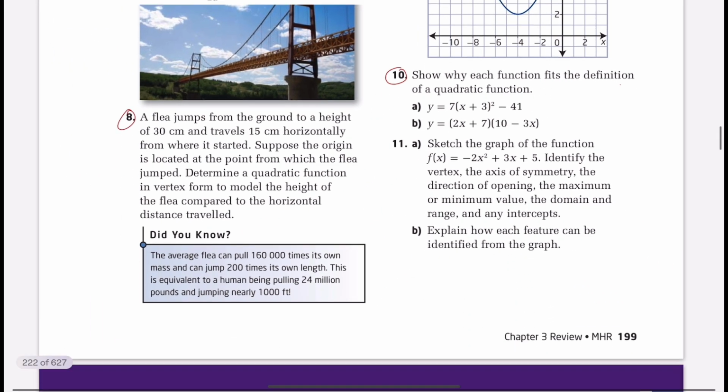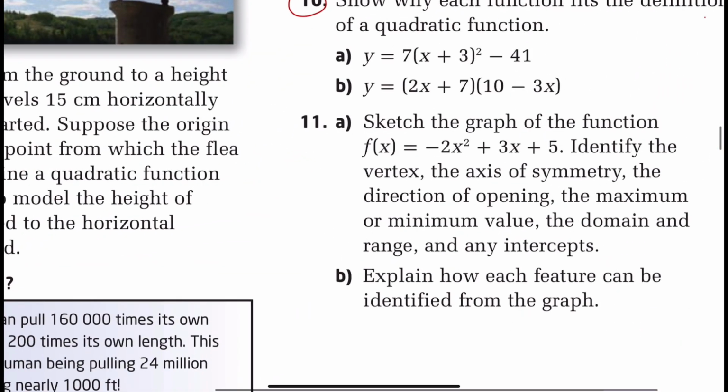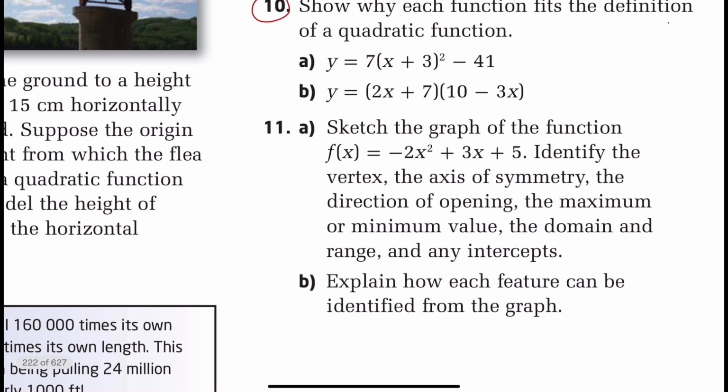So let's see question number 11. Where is 11? Yeah, this one. Sketch the graph of this function. Identify the vertex, the axis. To do this, you need to get some values. It's very easy. The first thing you need to do is find your P, your Q, your A. From here, I know my A is -2.